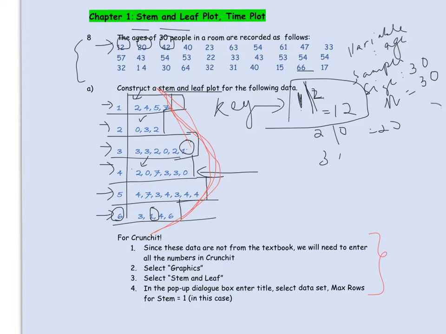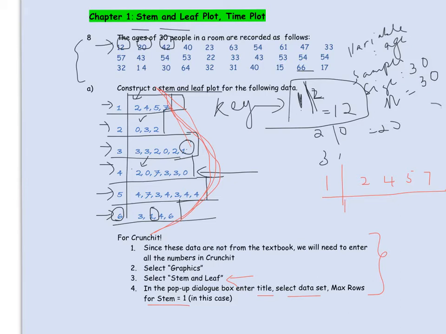All you have to do is go to graphics, select the stem and leaf graph, and then in the pop-up dialog box you can enter the title, select the data set, and the maximum number of rows for each stem is 1, because here notice that if 1 is the stem, we have 2, 4, 5, and 7 all sitting in the same row. Now we can also split the stems, and we're going to see that in the next example.